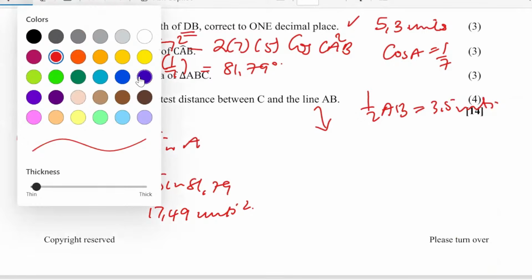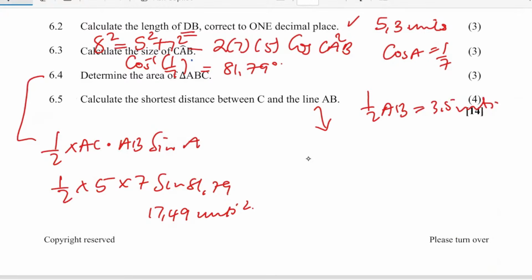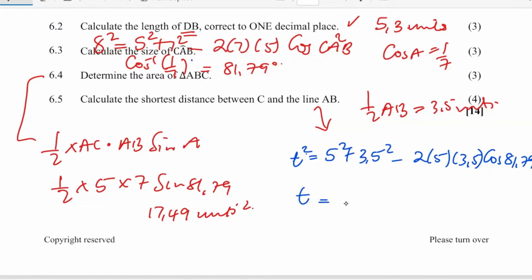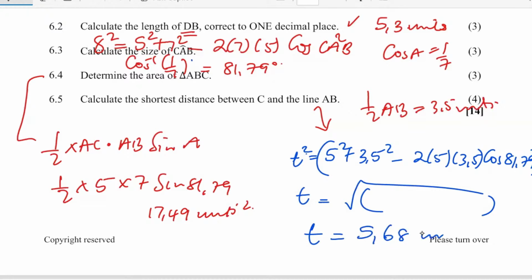So how are you going to do that? Let's just substitute and say that our bisector, which I'll call T, is equivalent to 5 squared plus 3.5 squared minus 2 times 5 times 3.5, the cos of 81.79. So T will be the square root of everything that is here. Okay, let's not waste time. Meaning that T, let me just punch everything in the calculator, I get 5.68 units.